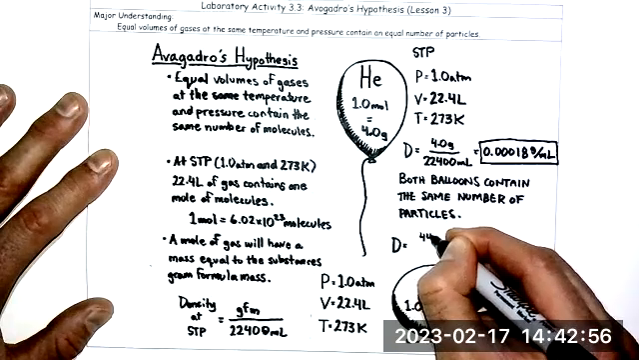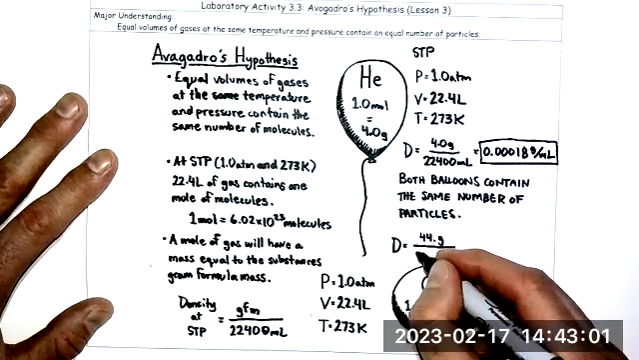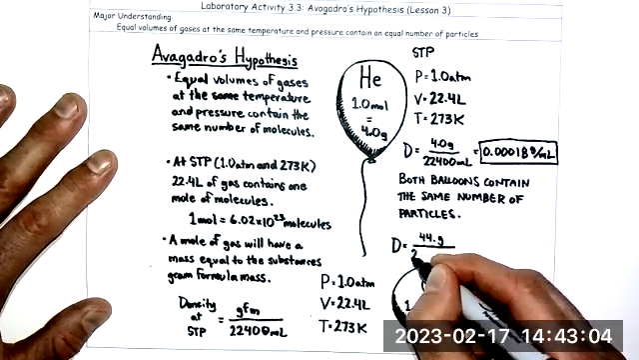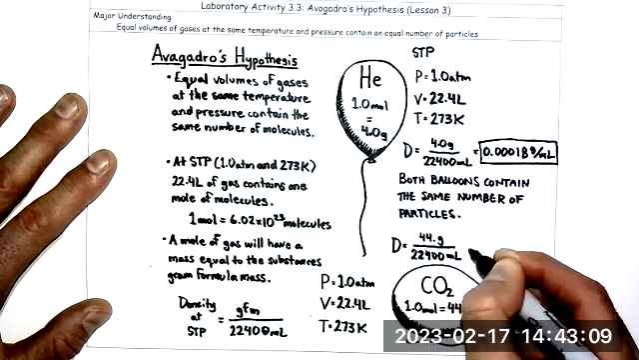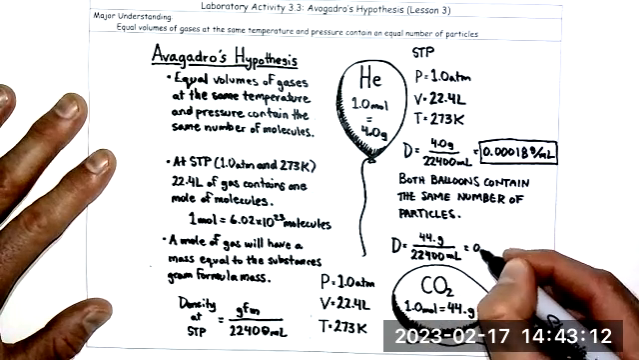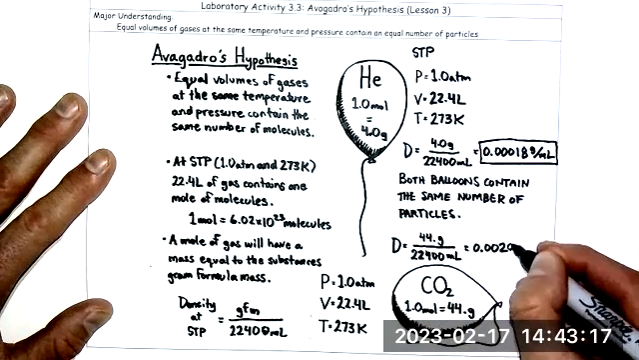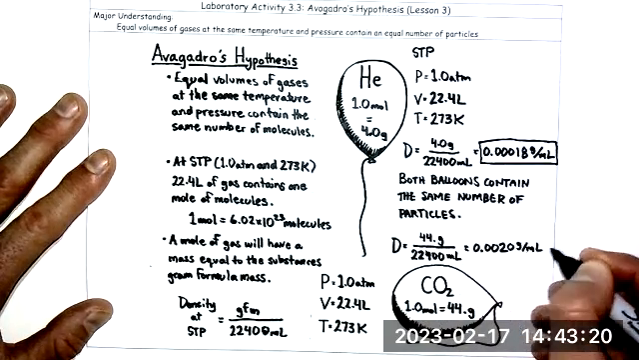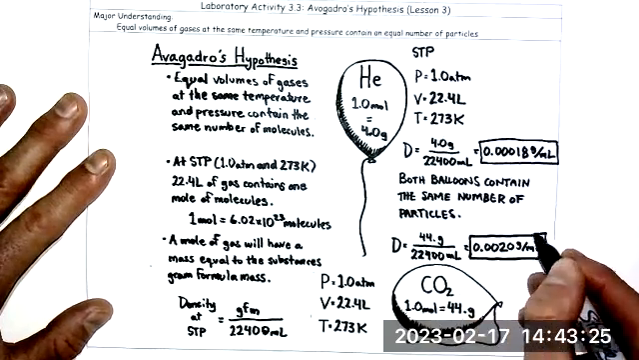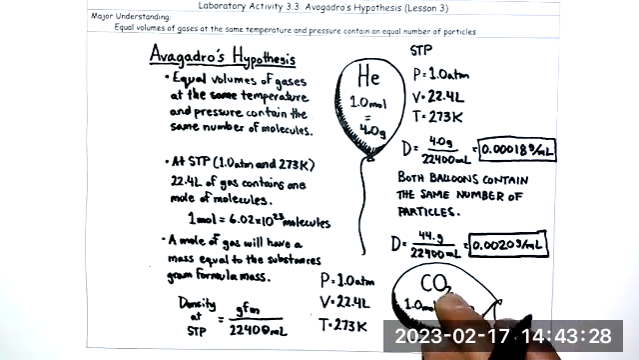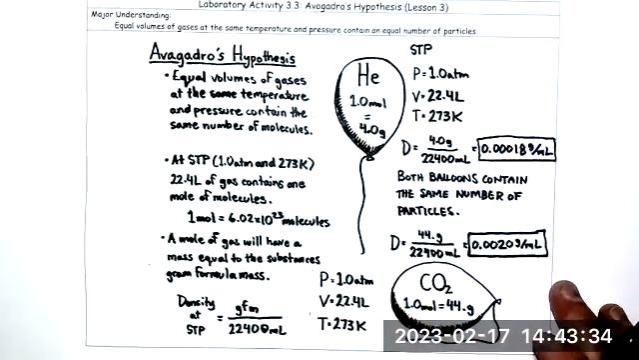Now if we calculate the density of CO2, we have 44 grams per mole, and 1 mole of any gas at STP is going to be 22,400 milliliters. And so we find that this has a density of 0.0020 grams per milliliter. So the density is much higher for CO2 gas because each particle has more mass, even though both balloons have the same number of particles contained within them.